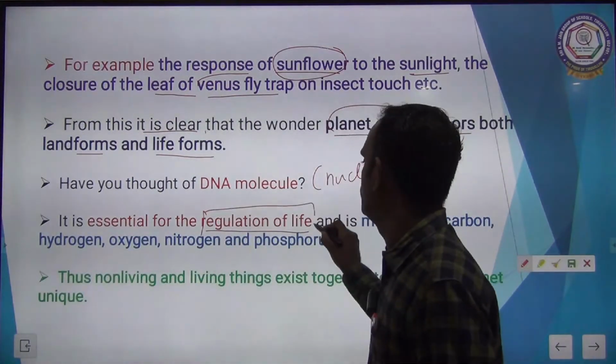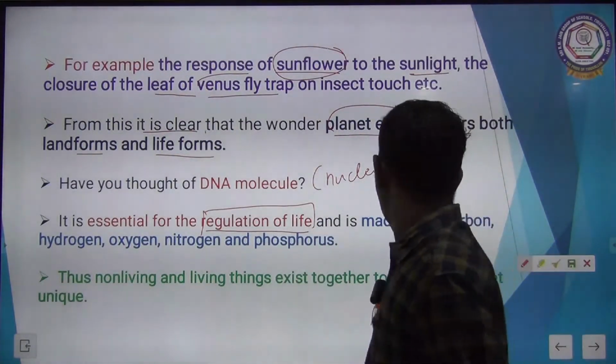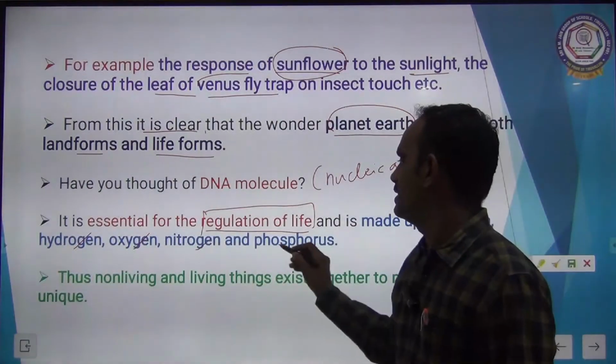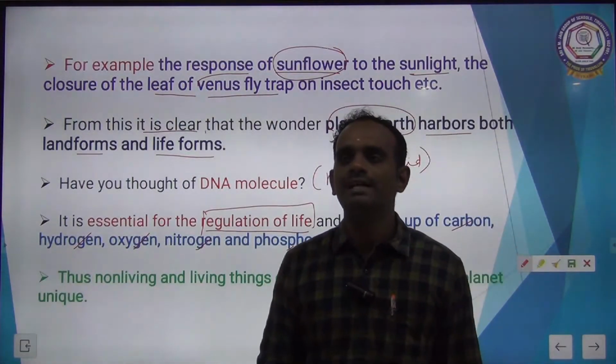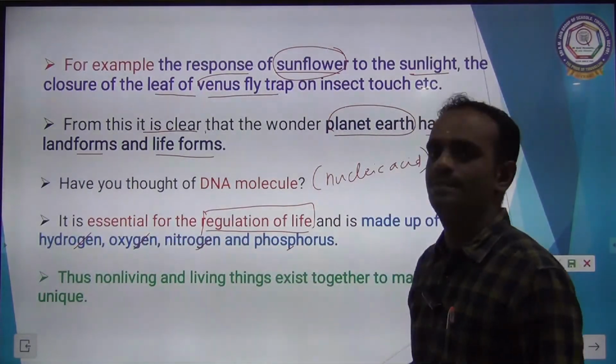It is very essential for the regulation of life. DNA is necessary for the regulation of life, and it is made up of carbon, hydrogen, oxygen, nitrogen, and phosphorus.